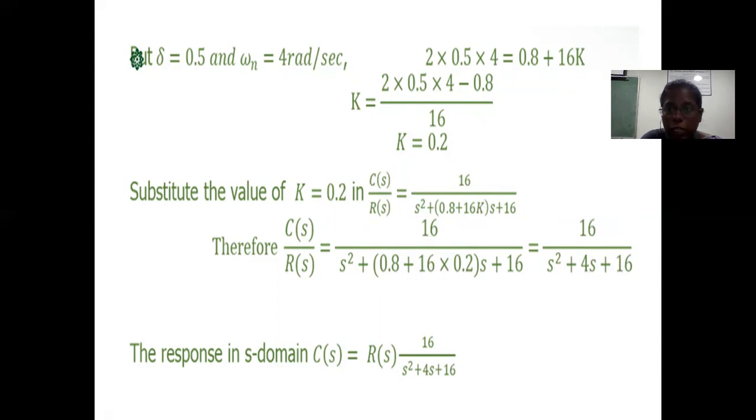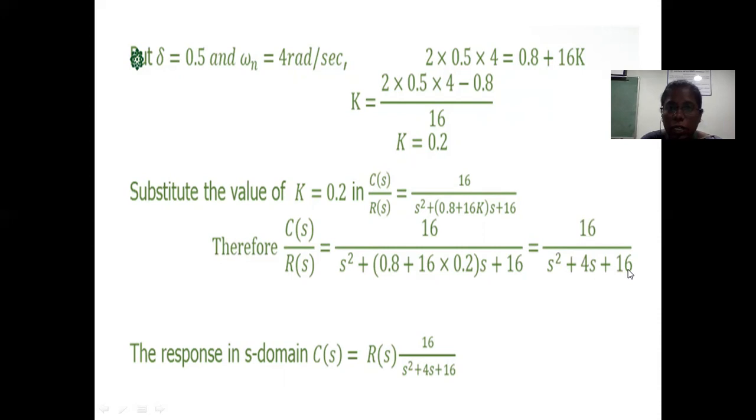So the first step is to find the value of k. How do we find the value of k? Just by comparing the transfer function with the generalized transfer function. Then from that, we can get the value of k. After getting the k value, just substitute back in the transfer function. After substituting the k value here, we are getting our transfer function as 16 by s square plus 4s plus 16.